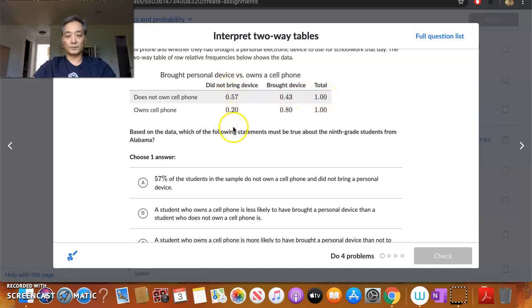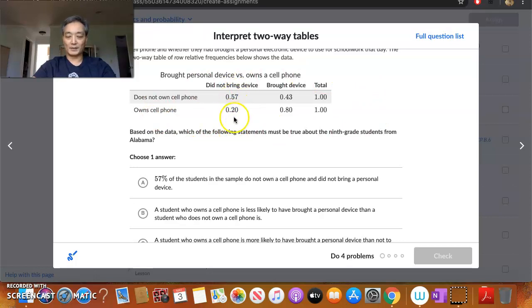If this were column relative, then if you add up the numbers in the columns, they will add up to 1. So for the students who own a cell phone, 0.20 did not bring a device. 0.80 brought a device. Again, that adds up to 1. However, in this case, if you were to add up the columns, 0.57, those that did not bring a device, and 0.20 does not add up to 1, correct? So there's no way that we can analyze this table by column.